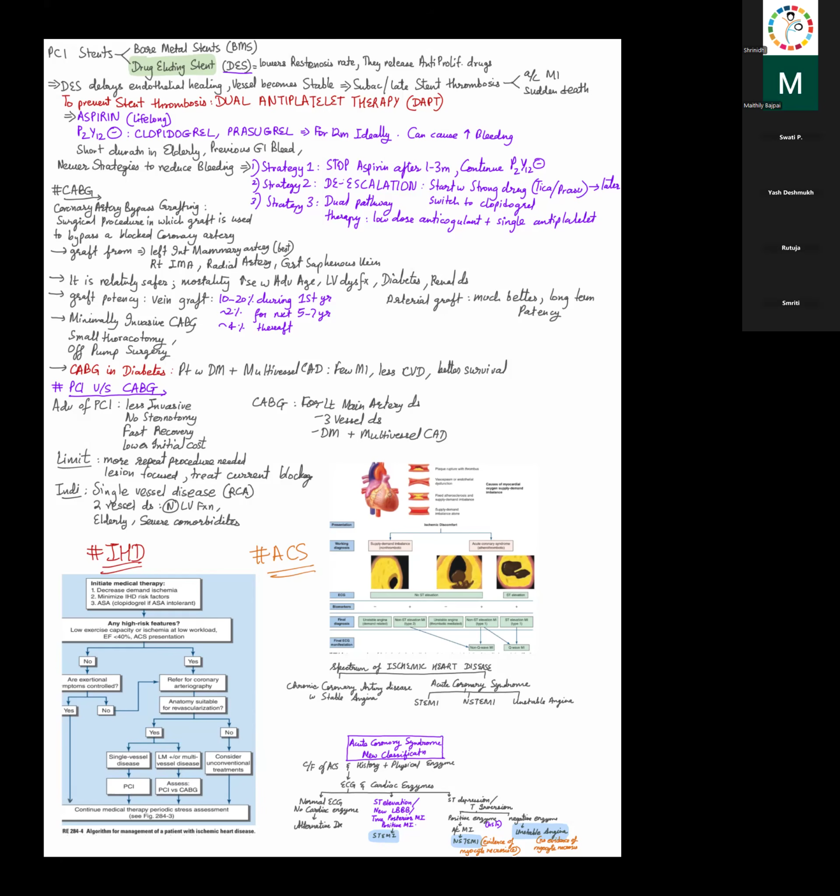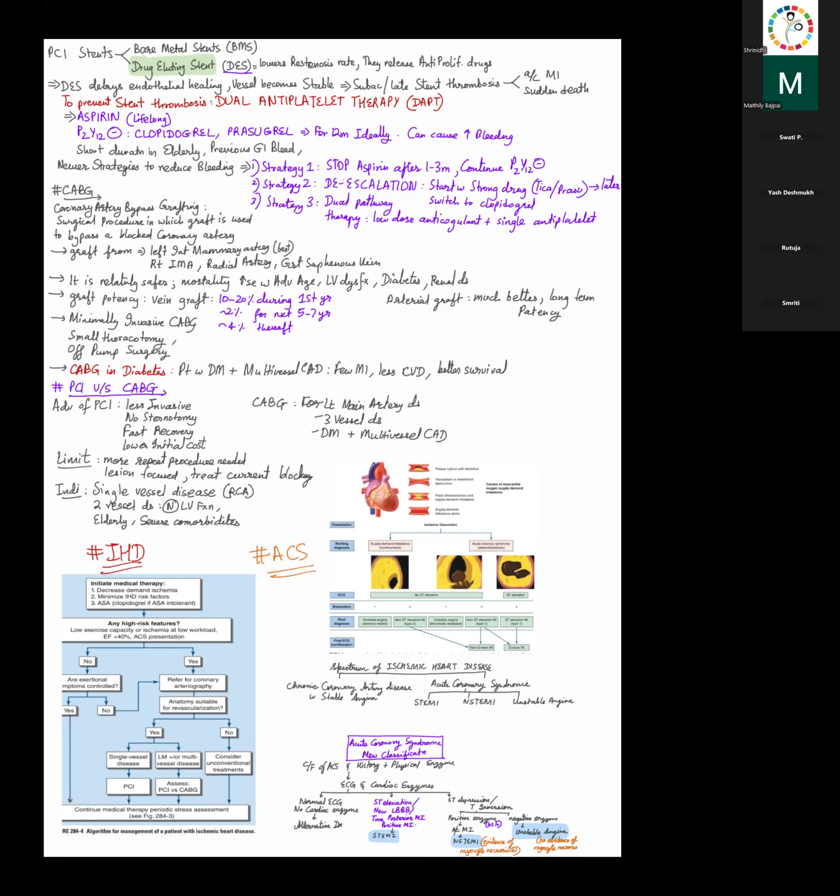Now PCI versus CABG. PCI is less invasive, no sternotomy, fast recovery and lower initial cost. CABG is done for left main artery disease, when three or more vessels are involved, or in diabetes mellitus and multivessel coronary artery disease. Limitation of PCI is that more repeated procedures are needed.